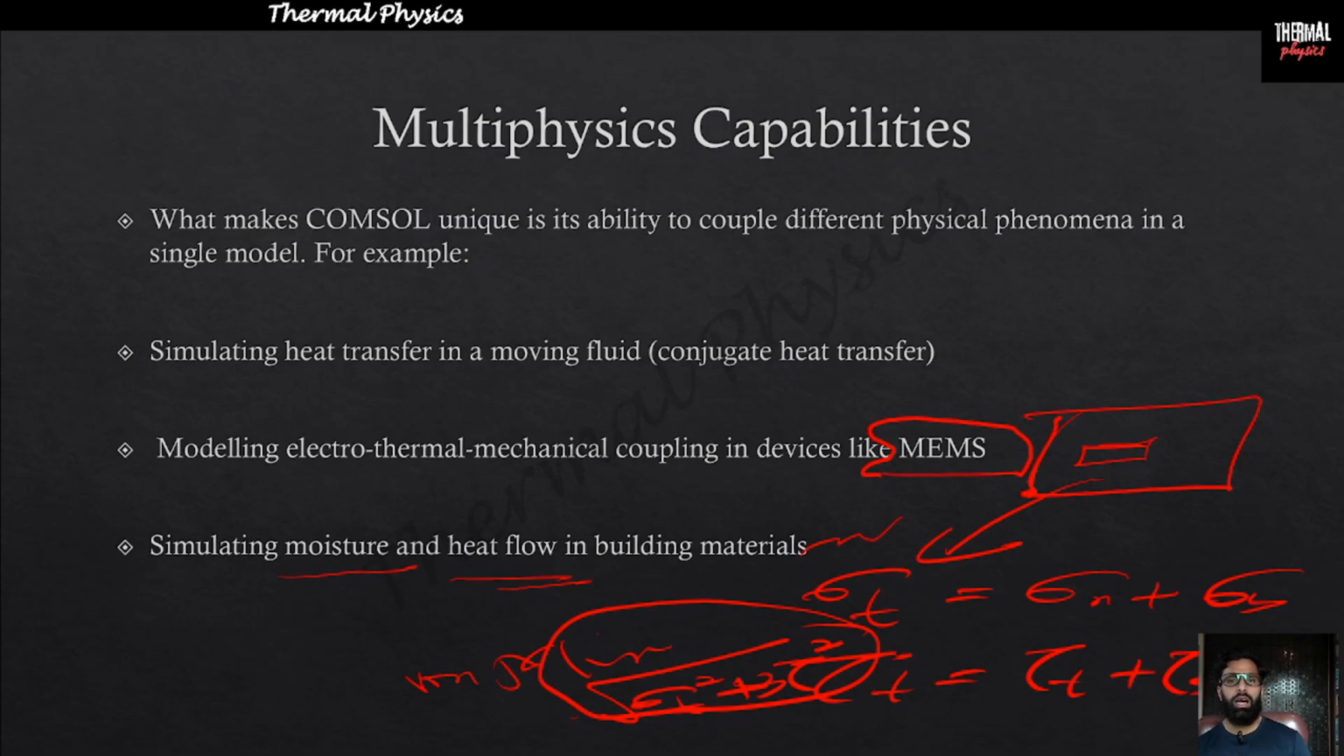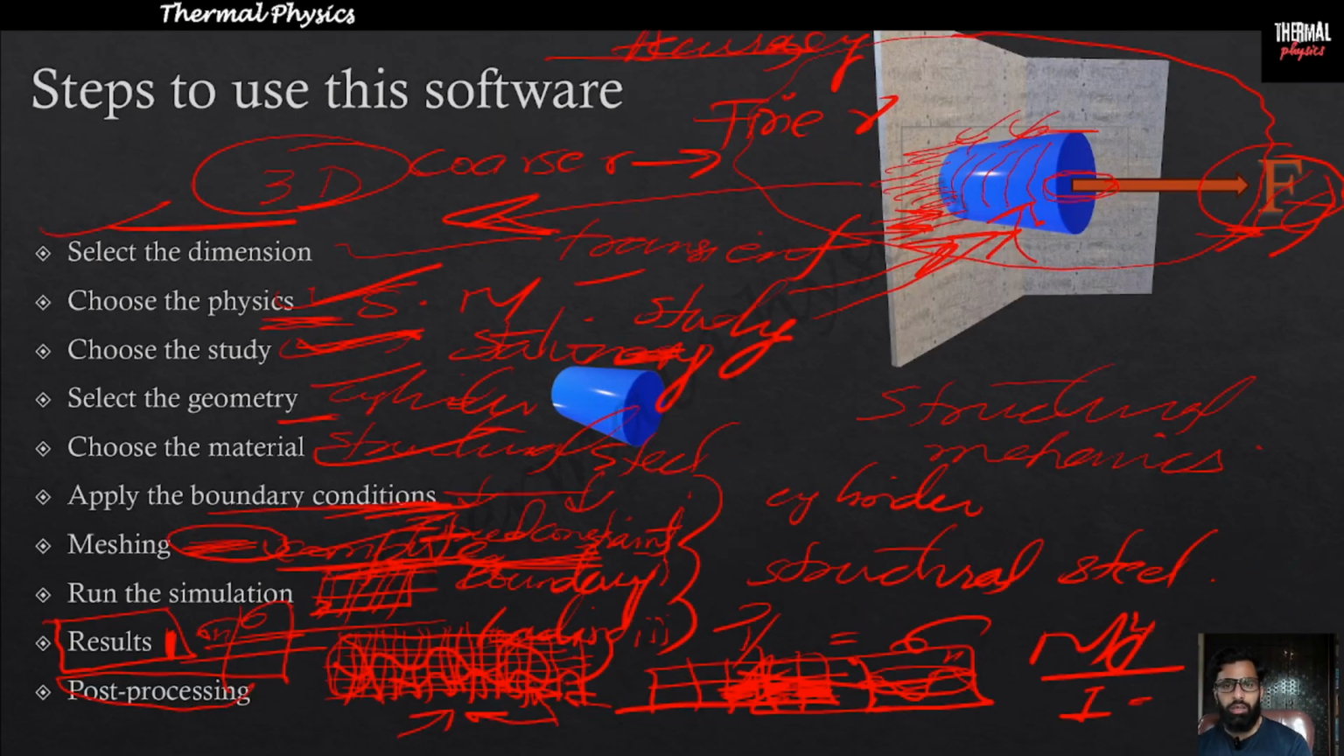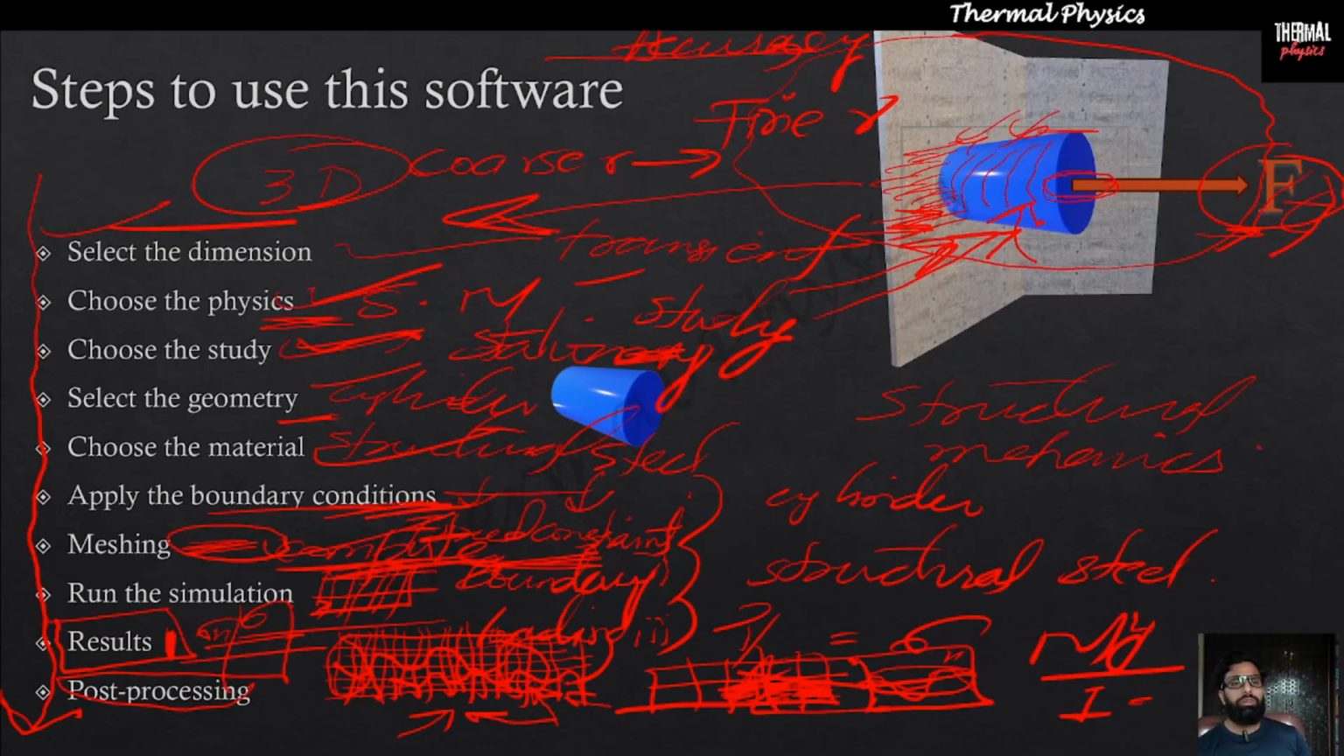So this is how COMSOL Multiphysics problems are solved, by going through these steps one by one. Now in the next video, I will start with the introduction to the software, how the software is opened, how we can select the dimension, how we can choose the physics, how we can choose the study, how we can select the geometry, and we will start exploring these options one by one in the later videos.